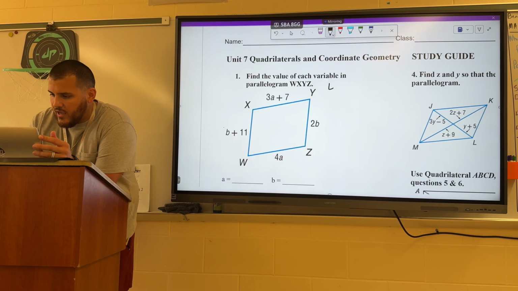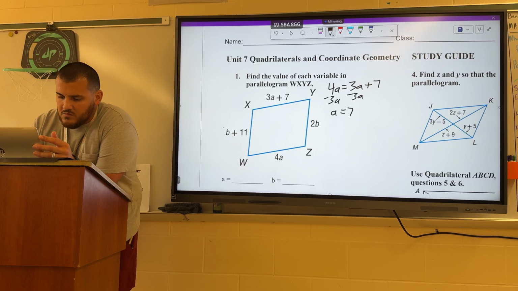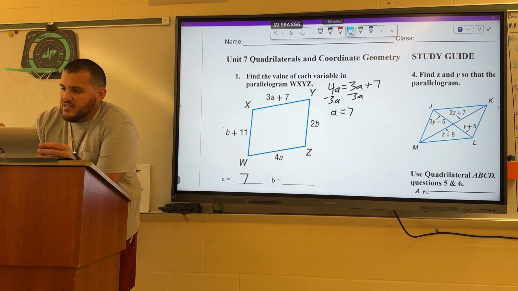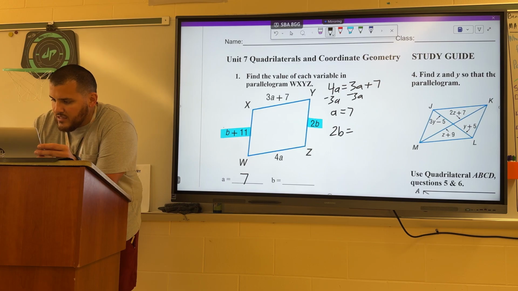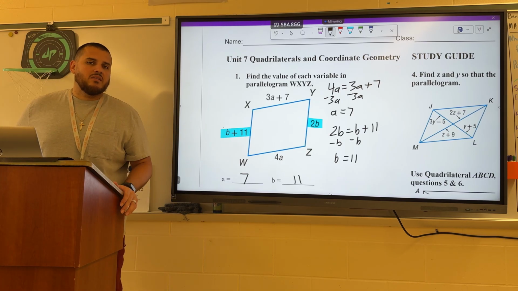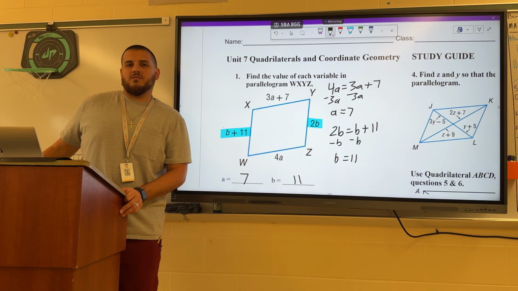So 4a has to equal 3a plus 7. If we subtract 3a from both sides, we'll get a equals 7. Easy enough. These opposite sides also need to be congruent to each other. So that means the 2b has to equal b plus 11. If we subtract b from both sides, we'll get b equals 11. Nice easy start here. Opposite sides are congruent in parallelograms.